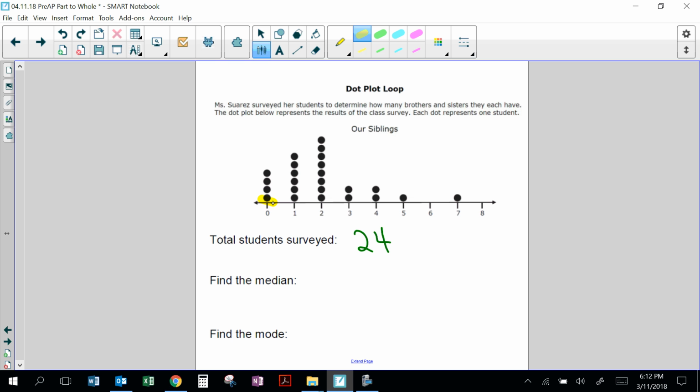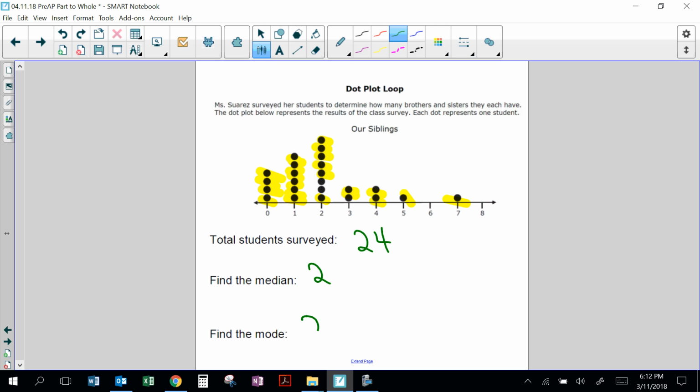Instead, I'm going to cross them off from the least to the most, least to most, until I reach the middle, somewhere right here. So 2 is the median.